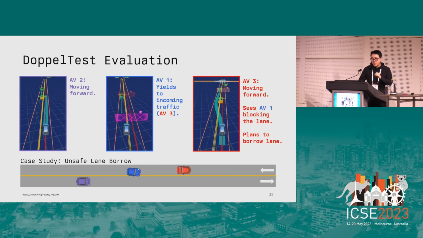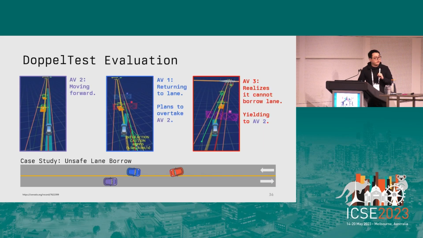The red car is now moving forward. He sees the blue car is blocking his lane. So he makes the same decision that the blue car made a few moments ago. He tries to borrow the lane from the opposing direction to bypass this vehicle. As the red vehicle continues this maneuver, he sees the incoming traffic, which is the purple car. And the purple car is blocking its way.